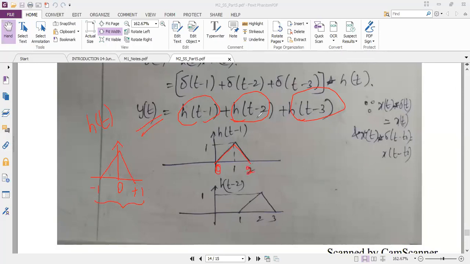Similarly, I know how to find h of t minus 2. T minus 2 means 2 times I have to shift my original h of t. So when I do shifting 2 times, I will get the waveform between 1 and 3. So I hope you are all following this. It is very easy.